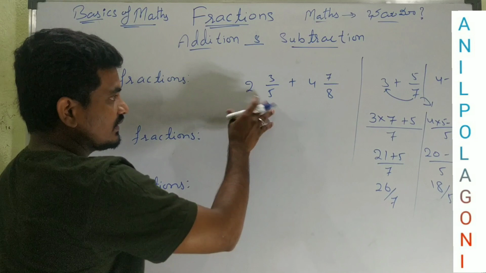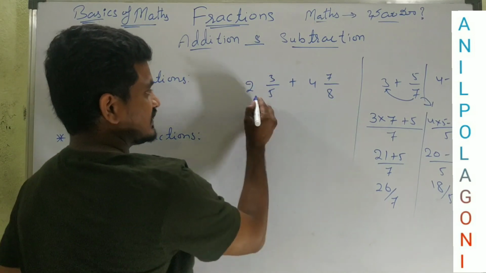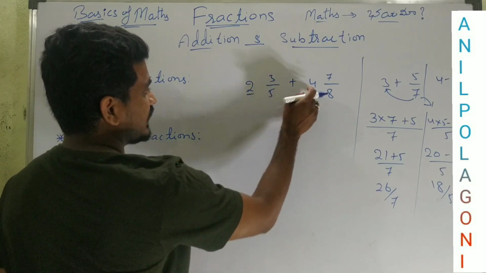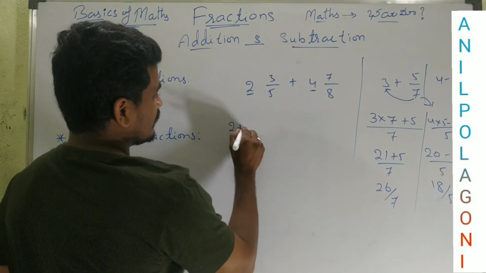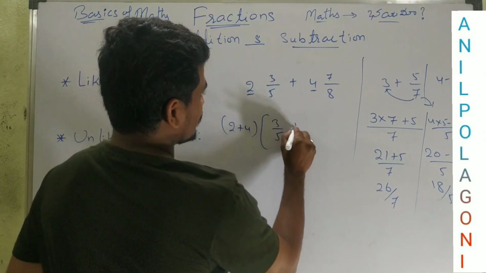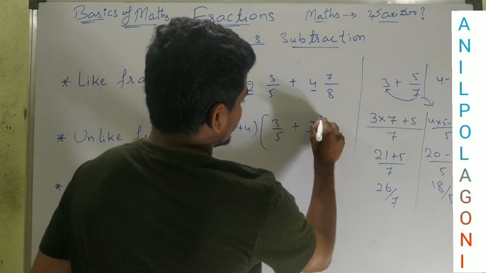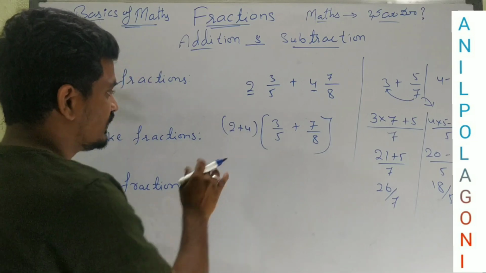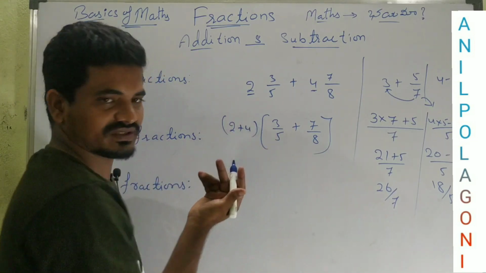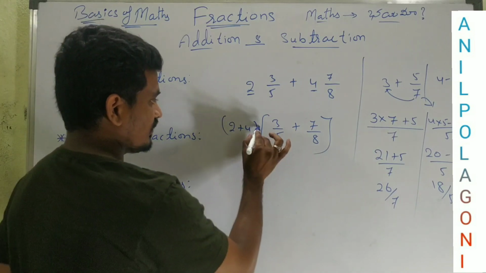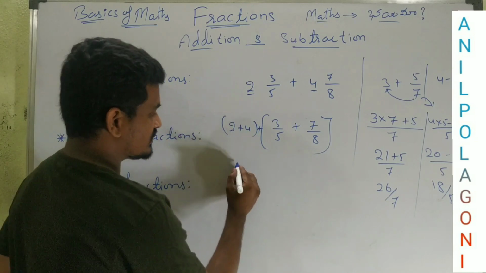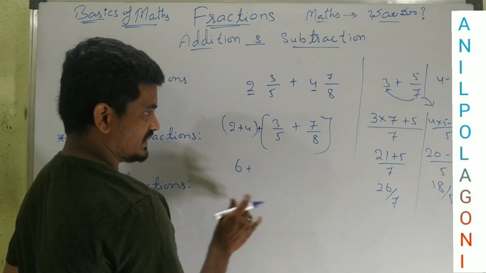And here what I am taking is mixed fraction plus mixed fraction. This is the integer part and this is the integer part. So 2 plus 4 we can write here. 2 plus 4. And inside what is there? 3 by 5 plus 7 by 8. Okay now? And here we can take a plus symbol or not, that's not that much of an issue. So 2 plus 4 is how much? 6 plus we can write.